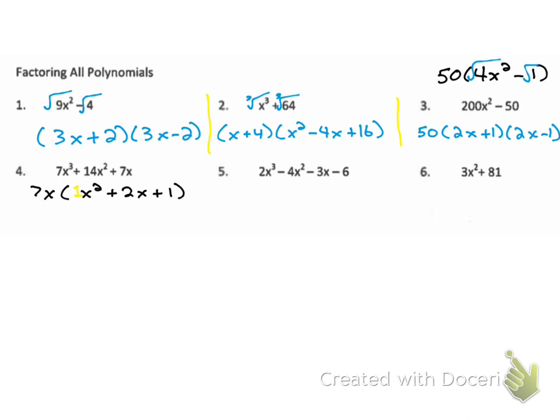So I just need two factors of 1 that add to give me 2, which would be 1 times 1 is 1. 1 plus 1 gives me 2. So my answer there will be 7x times x plus 1 times x plus 1. Okay.